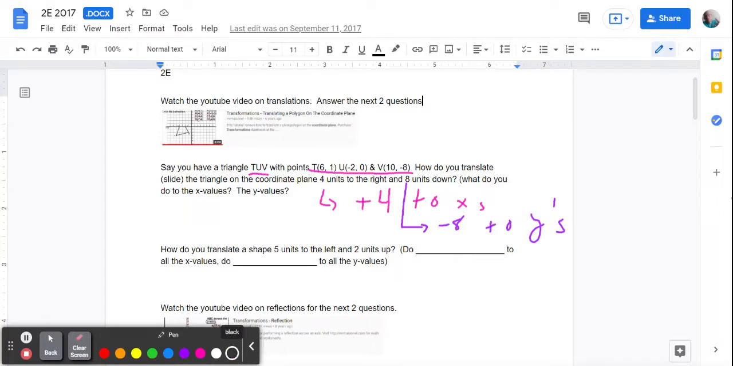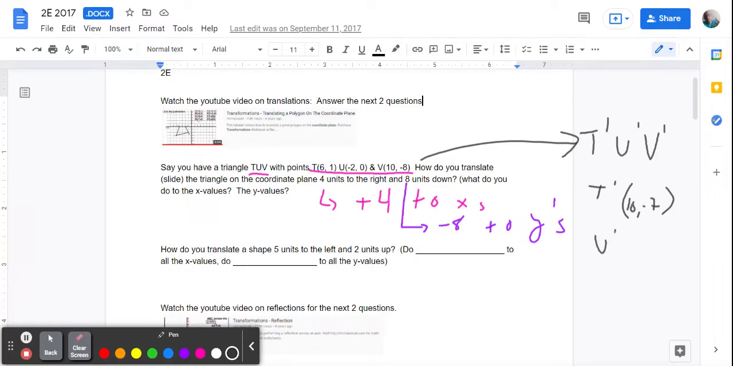So if we were going to translate TUV to make it T prime, U prime, V prime, T prime would be at 10, -7. U prime would be at, let's see, we add 4, so 2, -8. V prime, we add 4, so it'd be 14, -16. We just add or subtract from the x's and the y's there, however much we're going, and that's it.